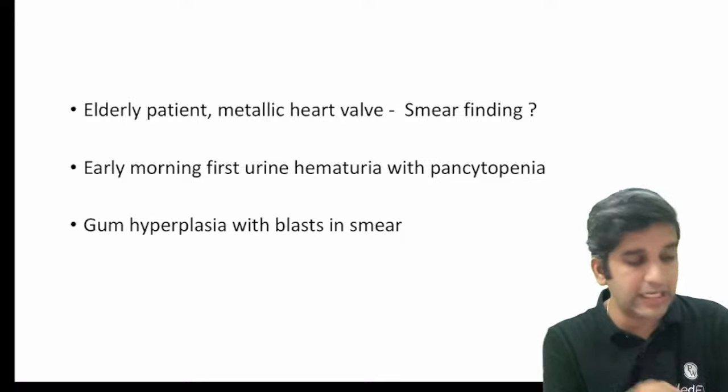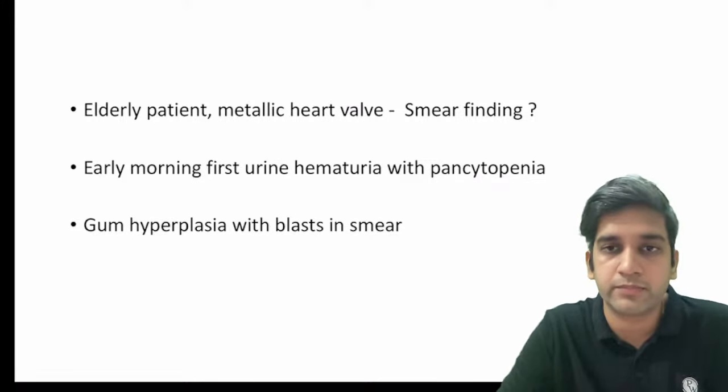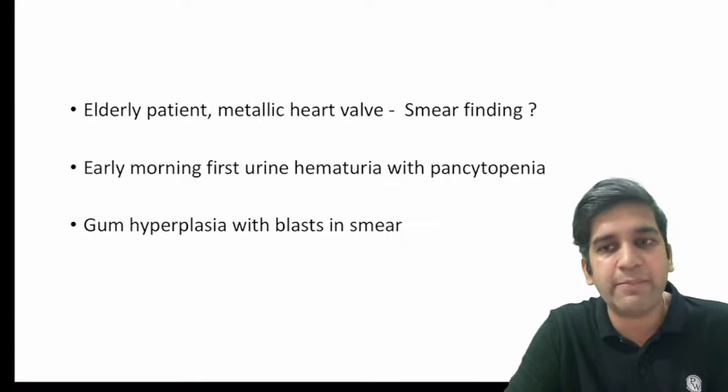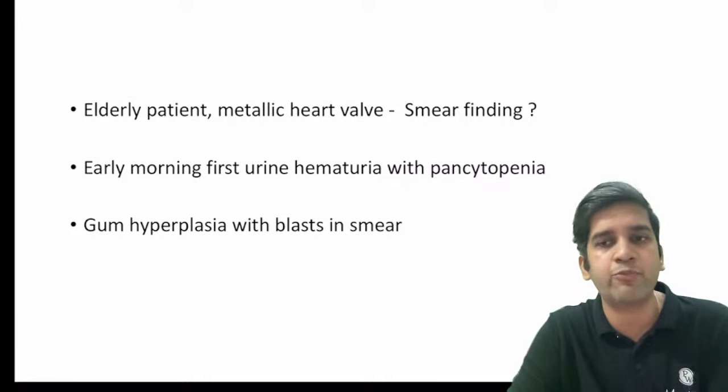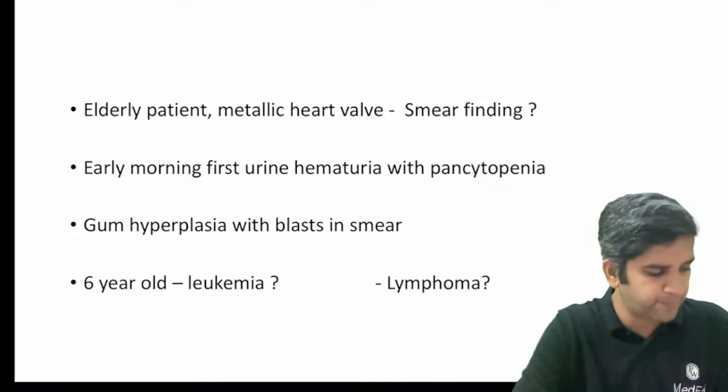Perfect. Okay. Gum hyperplasia with blasts in the peripheral smear. This classical picture of a chloroma, I would think of AML M4 and M5. M3 will have a different presentation. Most likely M4 or M5 would be the ideal presentation here. Or AML is good enough here, right?